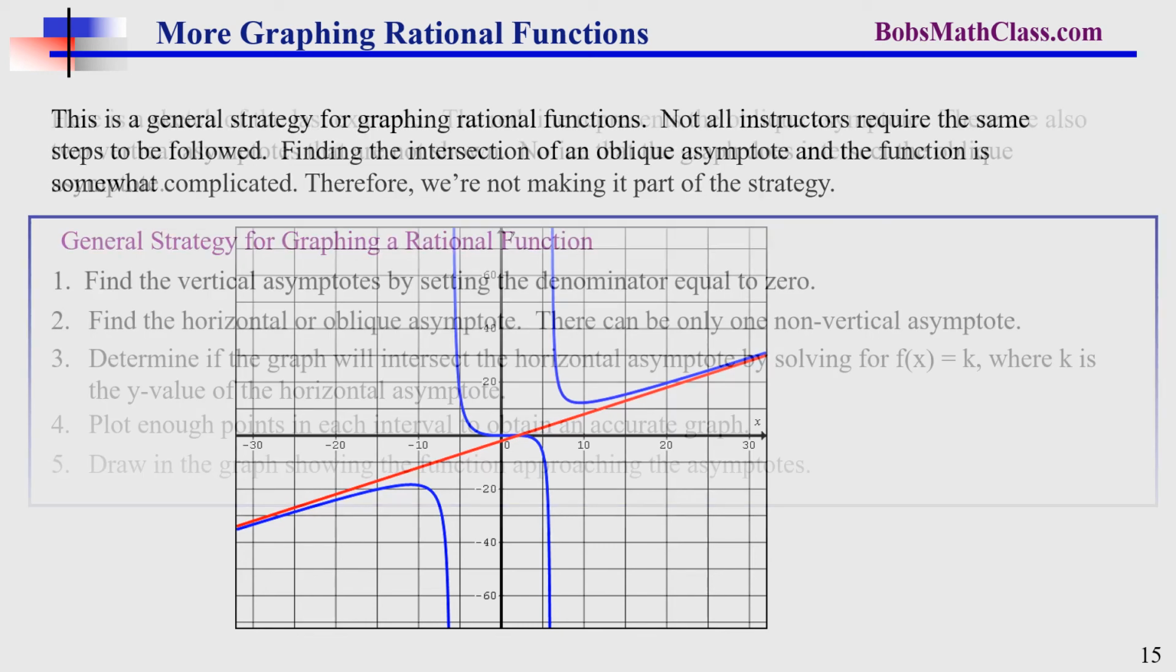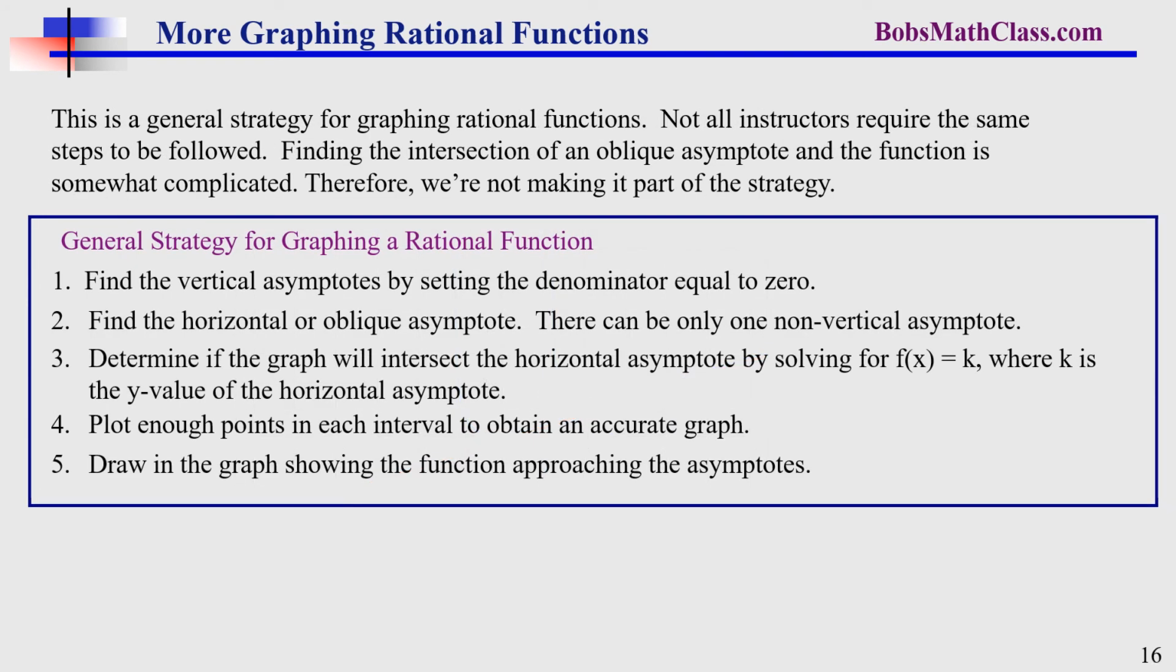All right, let's get back to graphing. So this is a general strategy. Not all instructors require the same steps, so just be aware of that. Finding the intersection of an oblique asymptote and the function is somewhat complicated. Therefore, we're not making it part of the strategy here. Again, check with your instructor though.